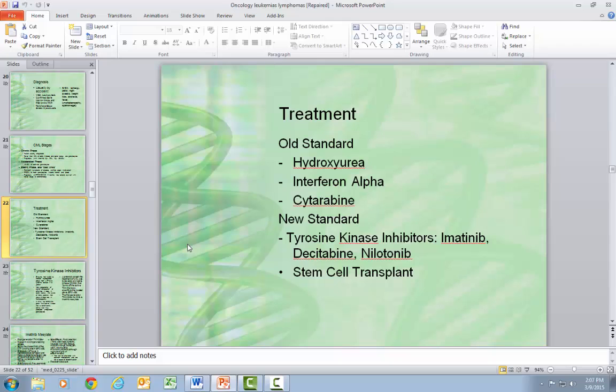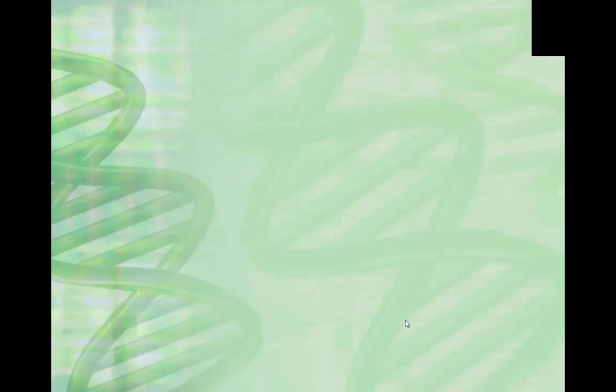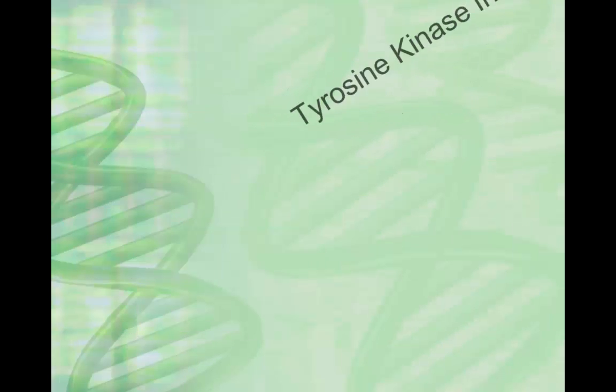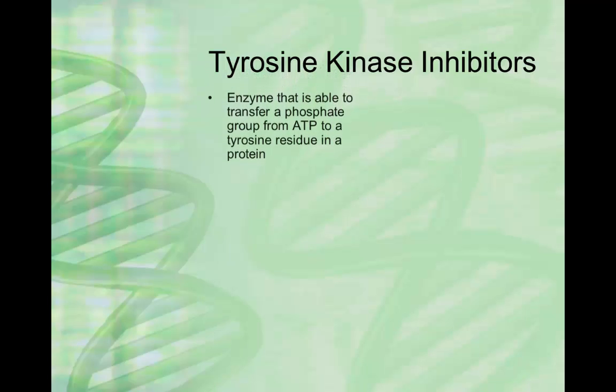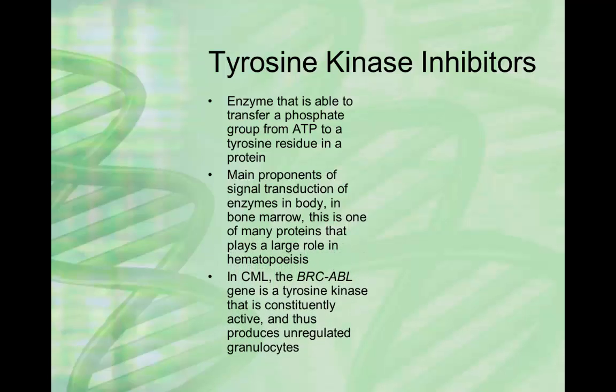Hydroxyurea was the older chemotherapy. Those are reserved for BCR-ABL negative patients, and for patients who relapse after receiving tyrosine kinase inhibitors. And in patients that have a blast crisis as well, you could use hydroxyurea. Here is basically to explain the mechanism of action, okay, that we already discussed in the pathogenesis.